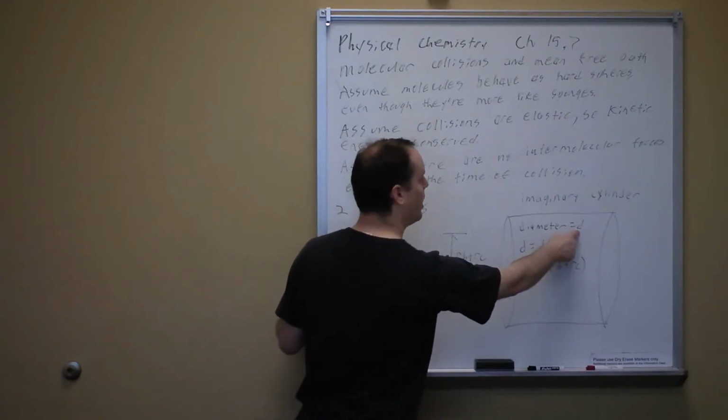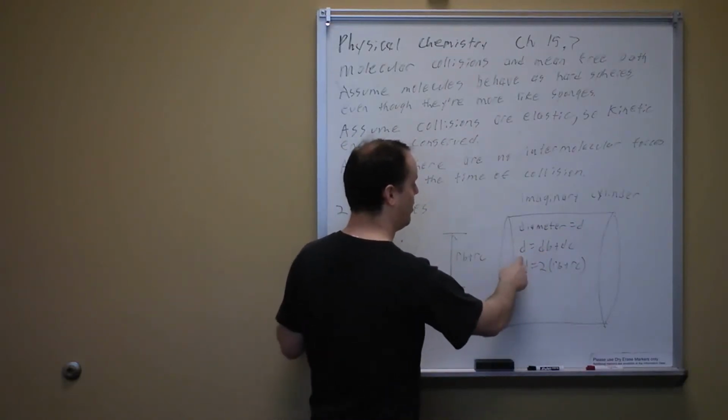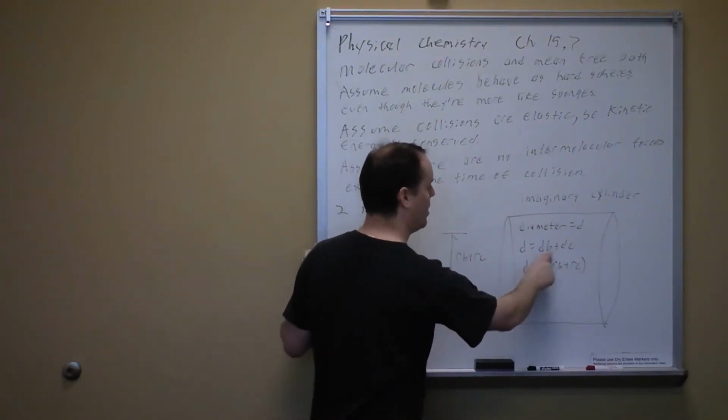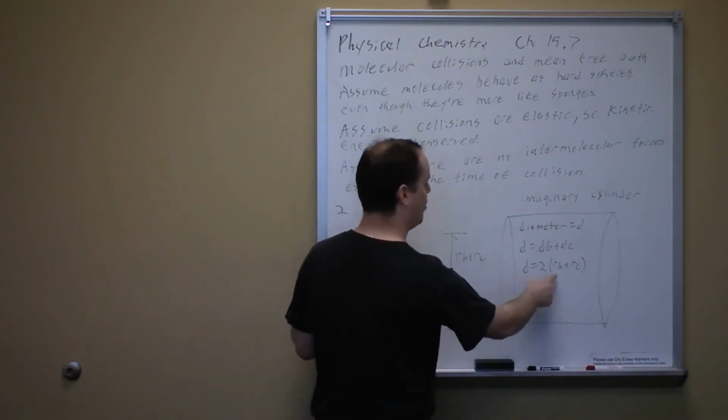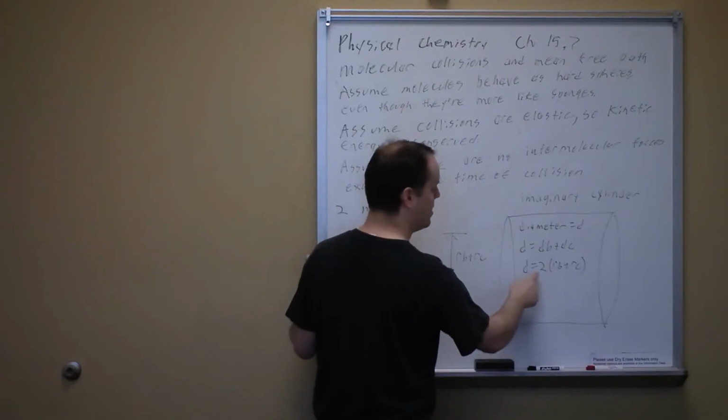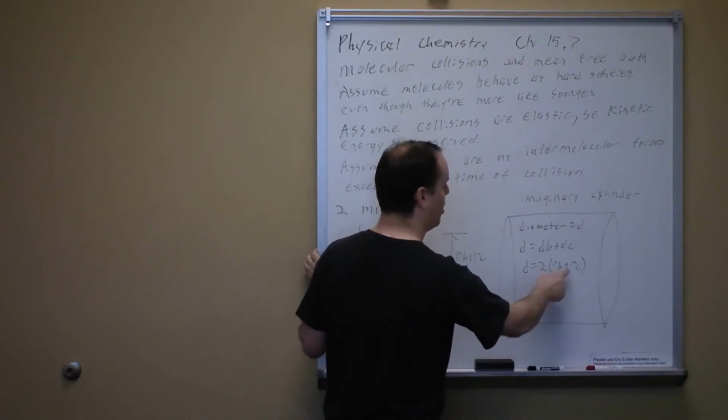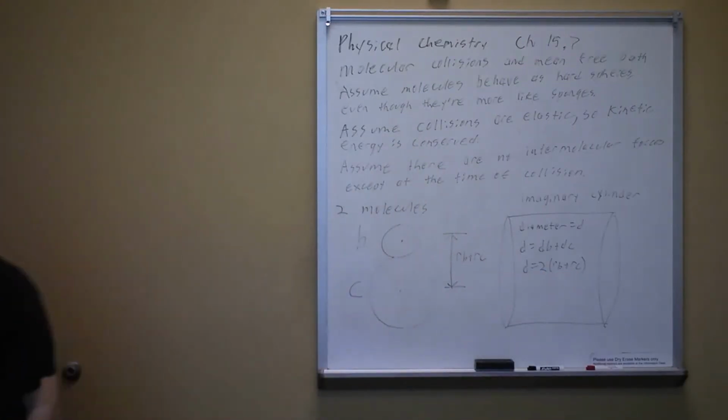So we're going to use lowercase d for diameter, and the diameter of this cylinder is going to be the diameter of B plus the diameter of C. And of course, I'm sure you all know that diameter is just twice the radius. So the diameter of this cylinder is equal to twice (R_B plus R_C).